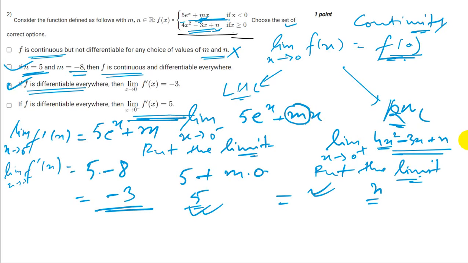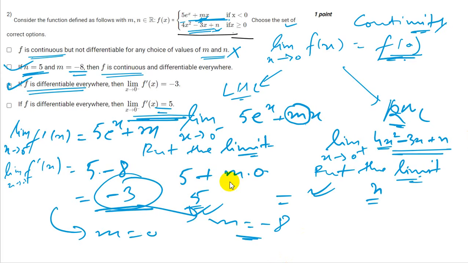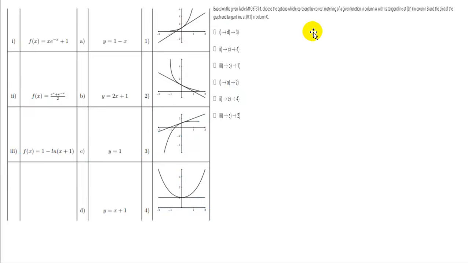Okay, no, actually this option can be right, because this is true when m is equal to minus 8. But what if m is equal to 0? We can take it. So if it is differentiable, then m is equal to 0 is also making it differentiable, so this point is also correct. Okay, next.